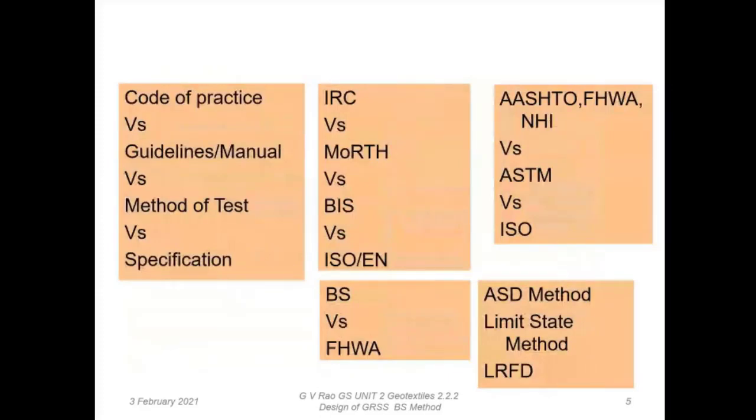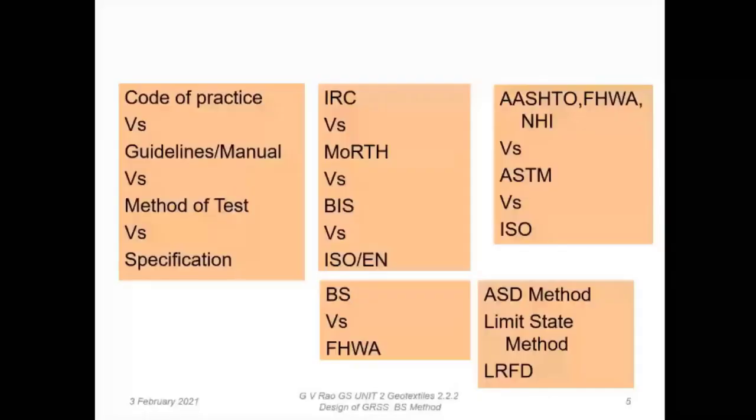The first terminology is that any standards institution issues three different kinds of documents. One could be a code of practice, or guidelines, or manual. The second is method of test, and the third is specification. That's why we covered methods of test earlier in the previous classes, before the principles of reinforcement were taught. A code of practice is mandatory. That means you have to follow each and every word, each and every clause very systematically. That's why it is 100% mandatory.